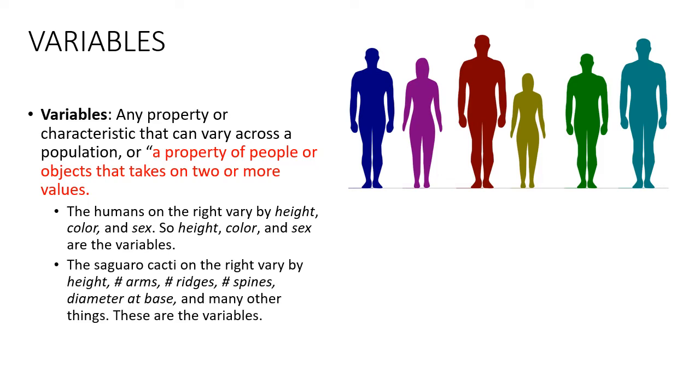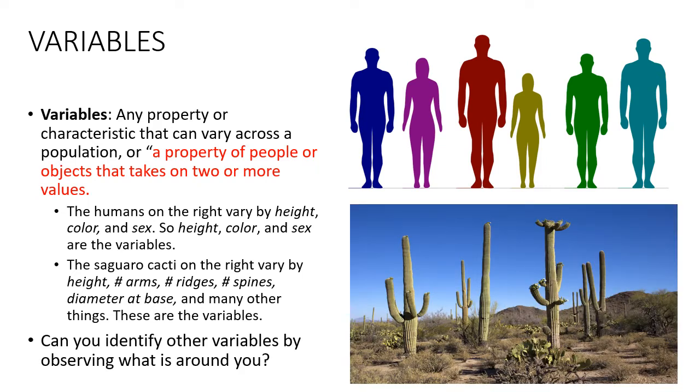This sample, the saguaro cacti here, vary by height. There are different heights, number of arms, number of ridges, number of spines vary. The diameter at the base varies. There are probably many more things that vary among these saguaro. And so all of those things are the variables. And we just name them with one word if possible.